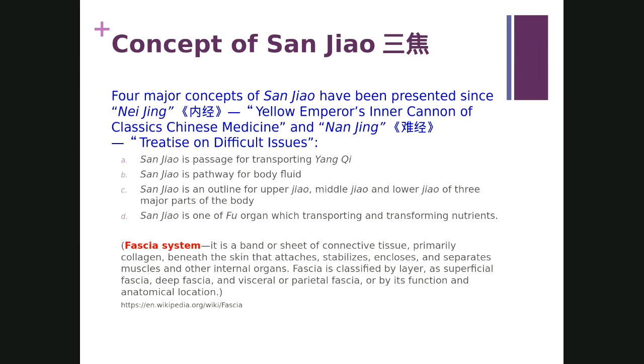All right. Now, after the four level differentiations, let me review a little bit of the Sanjiao concept. Based on the information given in the slides, four major concepts of Sanjiao have been presented since the Neijing, the Internal Classics in the Yellow Emperor's, and the Difficult Issues of the Nanjing. In the Difficult Issues, they mentioned the Sanjiao is a passage for transporting yang qi. Sanjiao is a pathway for body fluid, and Sanjiao is an outline for the upper jiao, middle jiao, and lower jiao, the three major parts of the body.